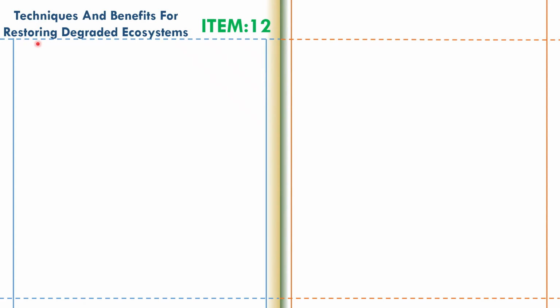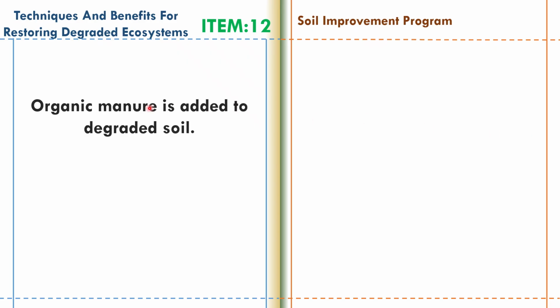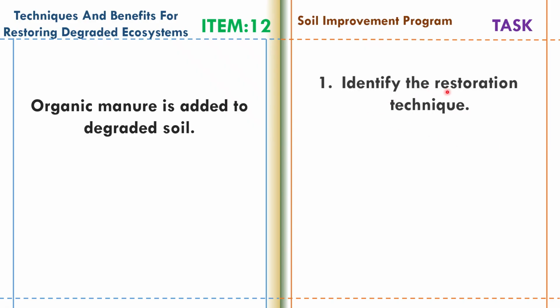Techniques and benefits for restoration of degraded ecosystems, item 12. We are going to look at a soil improvement program. Organic manure is added to degraded soils. Task. Identify the restoration technique. Explain its role in succession.